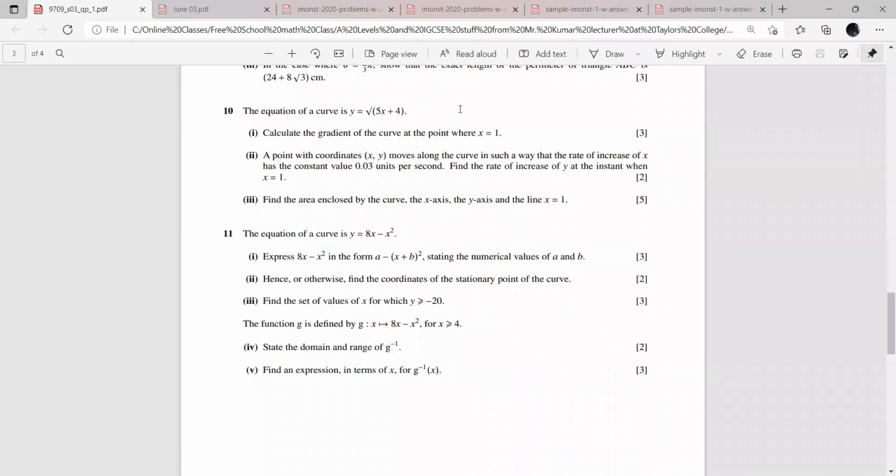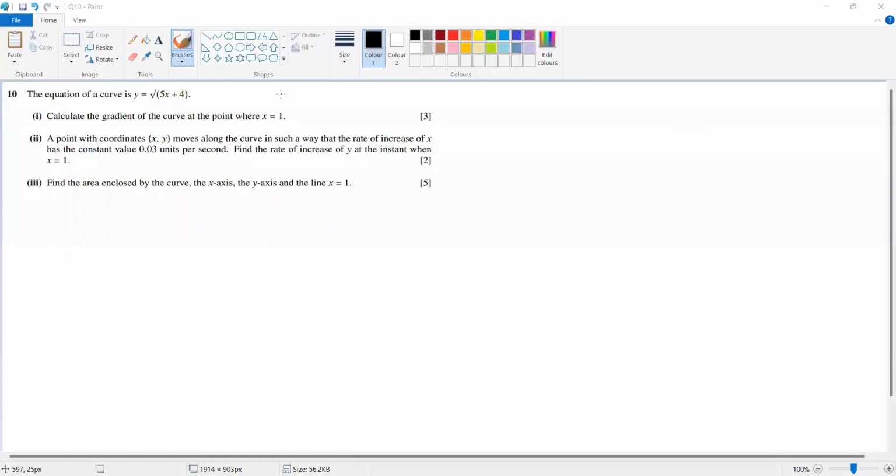Okay, let's begin with question number 10. On this paper, so I'm just going to move it to a whiteboard, and we're going to begin with that. So the equation of the curve is given like this. Y is given as (5x + 4) to the power of half. Square root is power of half.